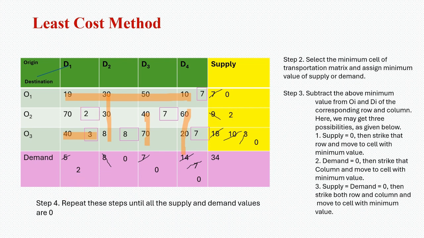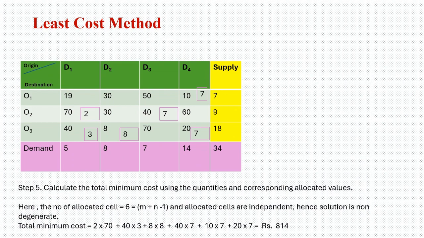Next step is to calculate the minimum feasible transportation cost. These are quantities and these are allocated values. Calculate the total minimum cost of transportation by adding the product of the above values. Here, the number of allocated cells is equal to 6, which is equal to m plus n minus 1, and allocated cells are independent, hence the solution is non-degenerate.